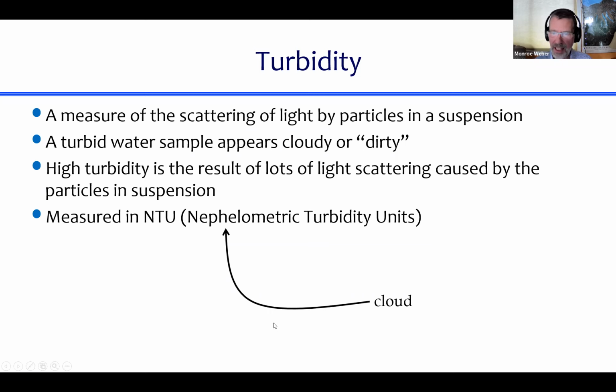It's measured in NTU, nephelometric turbidity units, and there's a Greek prefix there that stands for cloudy. The nephel is cloud in Greek.